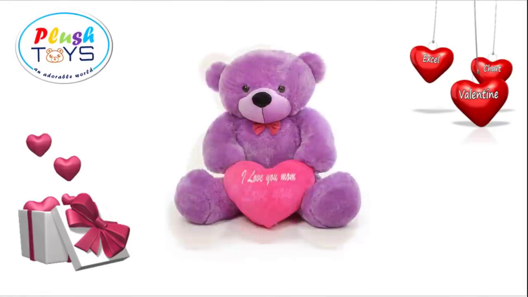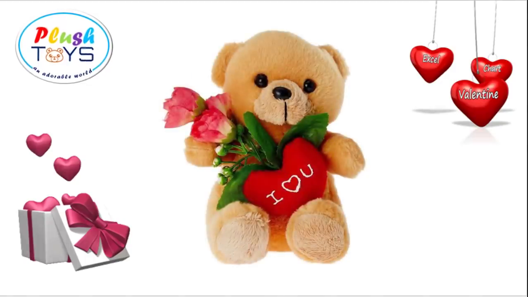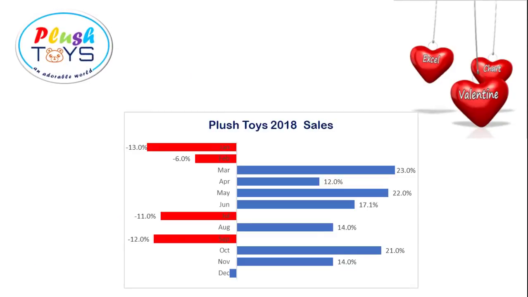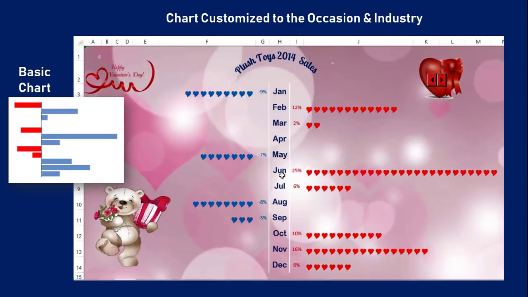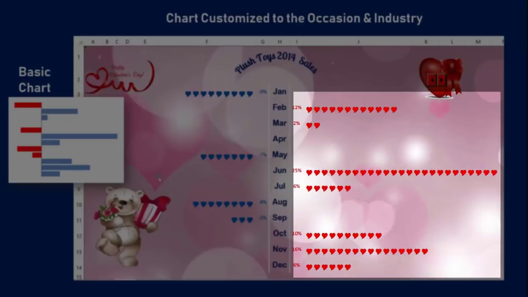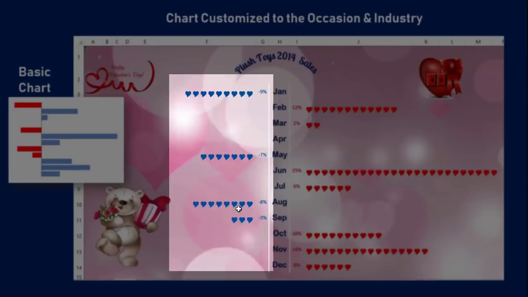For this company selling plush toys, Valentine's Day is an important occasion and they sell lots of teddy bears. So I customized this bar chart for plush toy sales on Valentine's Day like this. The number of hearts we see reflects the percentage difference between actual sales and target, positive numbers being to the right and negative to the left.